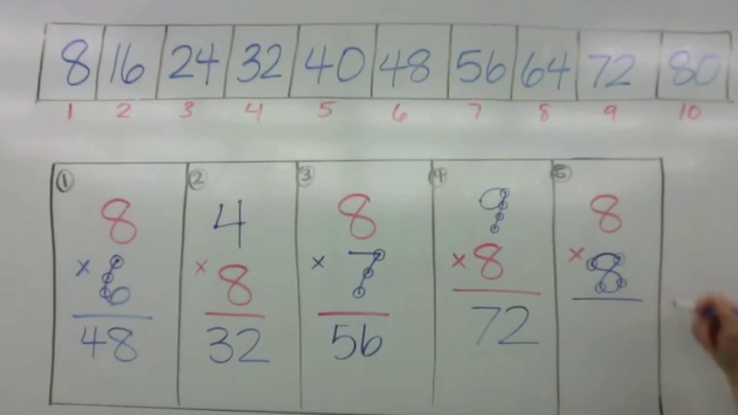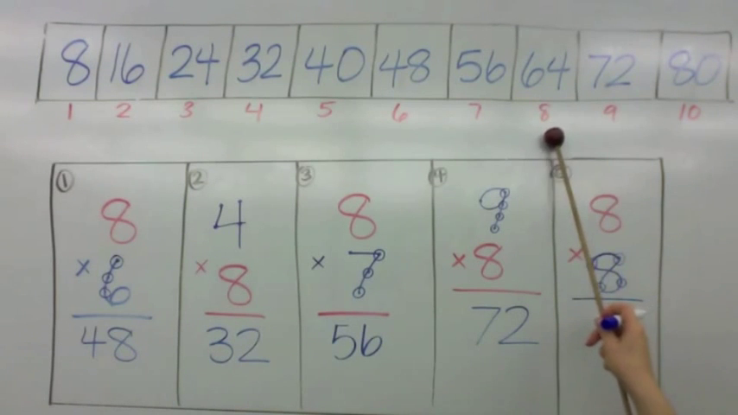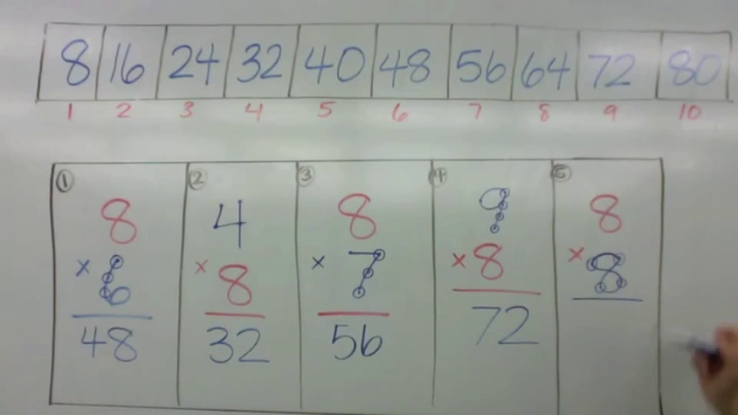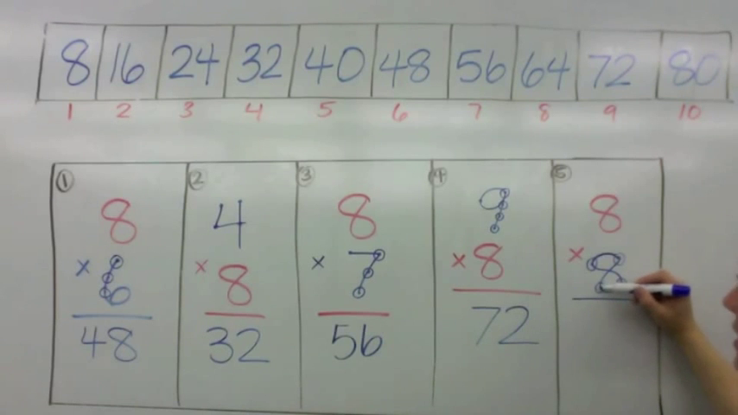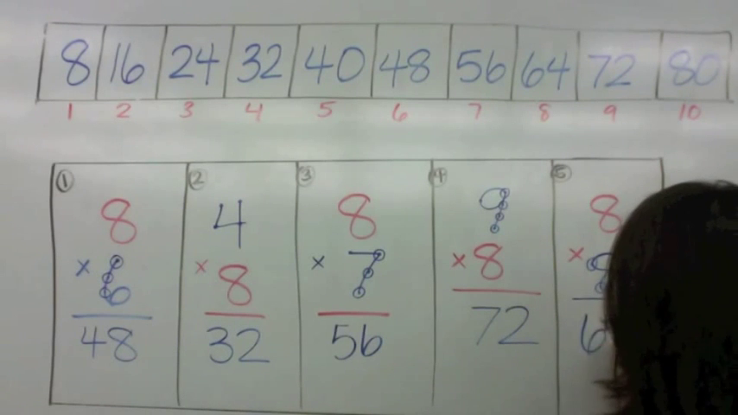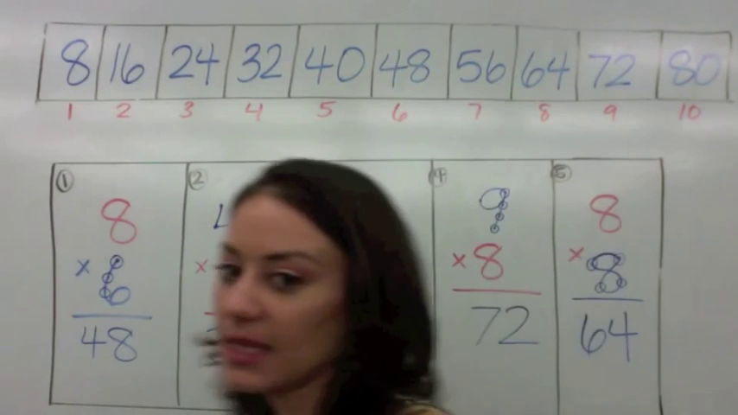Okay, last one is 8 times 8. If you went to the 8, you know that it is 64. So we're going to skip count by 8. How many times? 8 times. So we're going to say 8, 16, 24, 32, 40, 48, 56, 64. All right, there it is. Okay, go ahead and get that down.